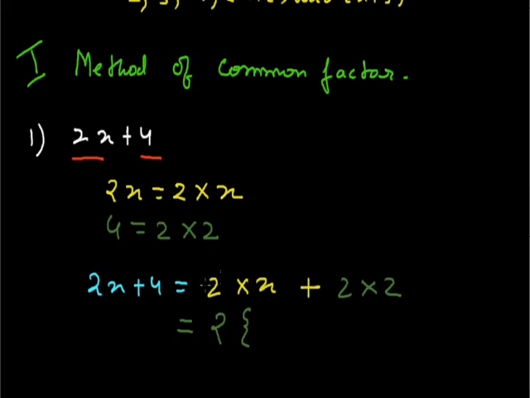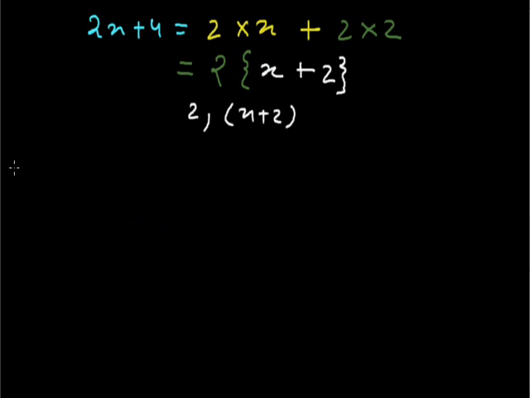If I take 2 common from 2x, the remaining term is x, and from the second term the remaining term is 2, and the sign between the two terms is plus. Thus we can write here plus. This is the factorized form of 2x plus 4, that is 2 into (x plus 2). Thus the factors of 2x plus 4 are 2 and (x plus 2). Next example, 5xy plus 10x.